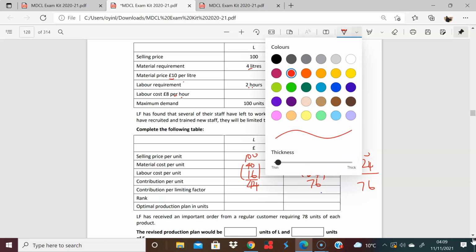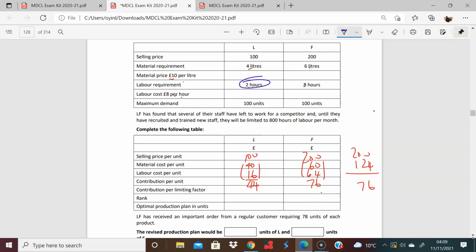So we now simply ask, 2 hours here generating 44 of contribution. Therefore, how much is 1 hour of labor generating in terms of contribution? That's 44 divided by 2, which is equal to 22. And I ask exactly the same thing here: 8 hours is generating 76, so 76 divided by 8 is 9.5 pounds per hour. And so you can naturally see that L is giving us a higher contribution per limiting factor, followed by F. So we produce L first.